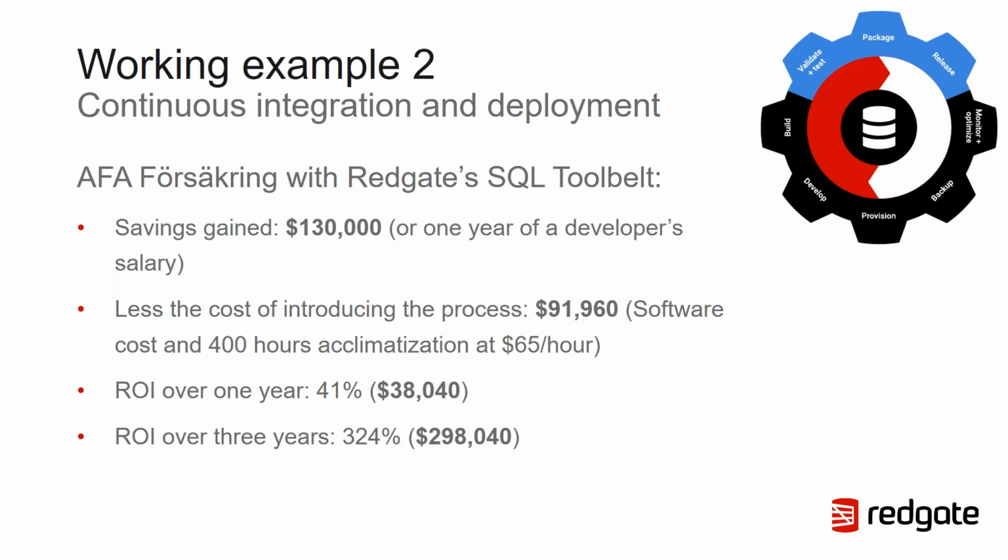The introduction of the process will cost a little bit more. There were more people to train, and so it was 400 hours of acclimatization at $65 an hour. That gave us $91,000, but still over the first year, that's a little over $38,000 returned, or 41%. But again, scale that up over that 3-year period, which is where many of the organizations we spoke to measured their ROI based upon, then we're looking at 324% then.